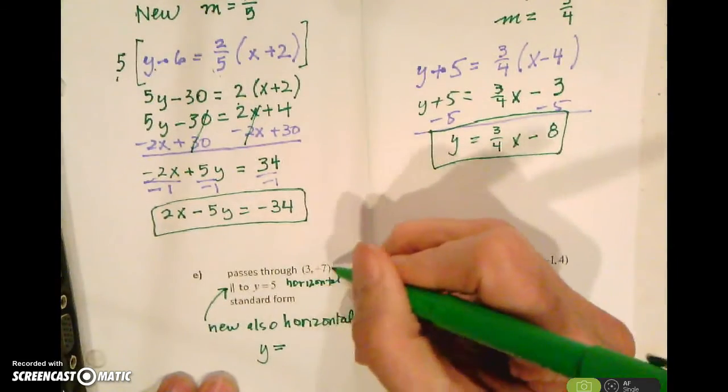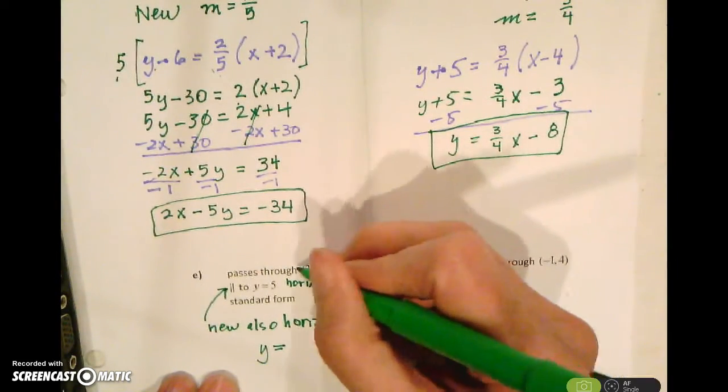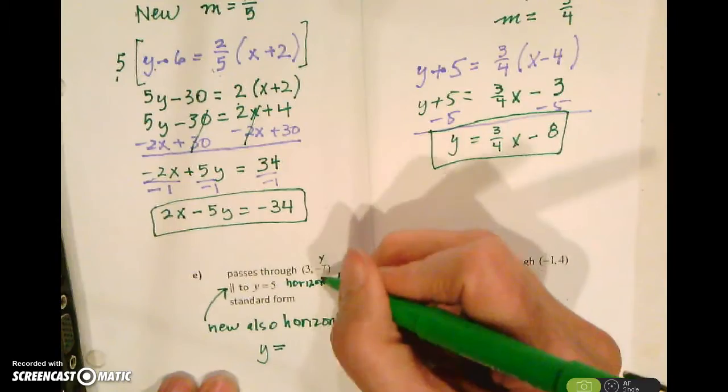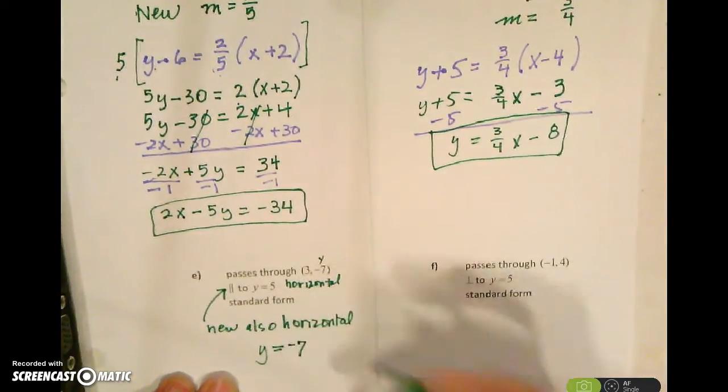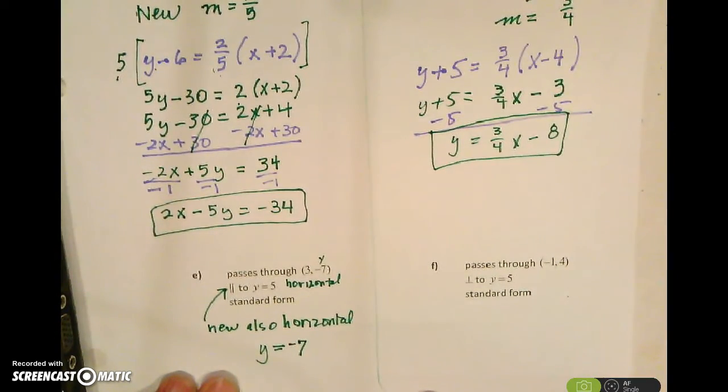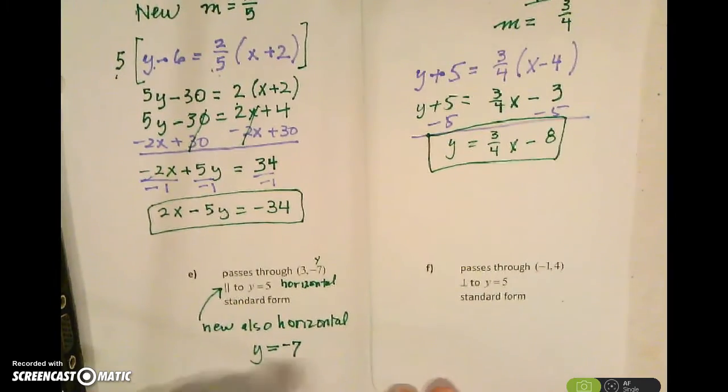Go back to your point. And which one's the y? This is the y. So y is negative 7. So our answer there is y is equal to negative 7.